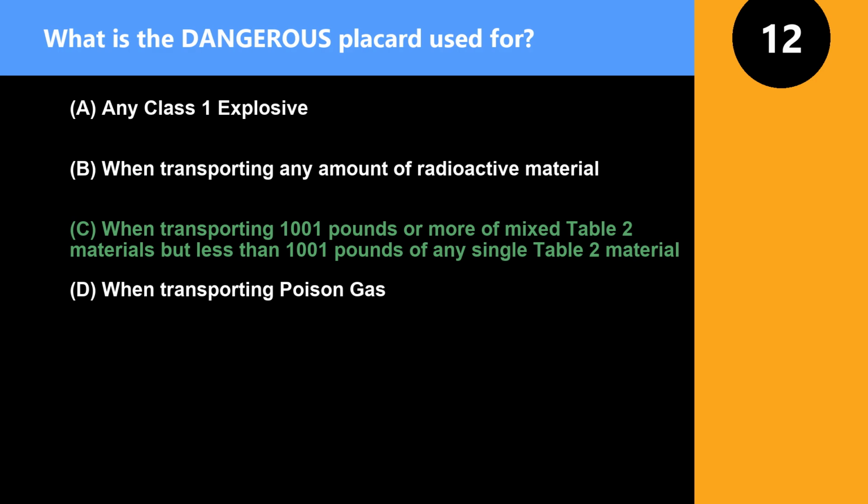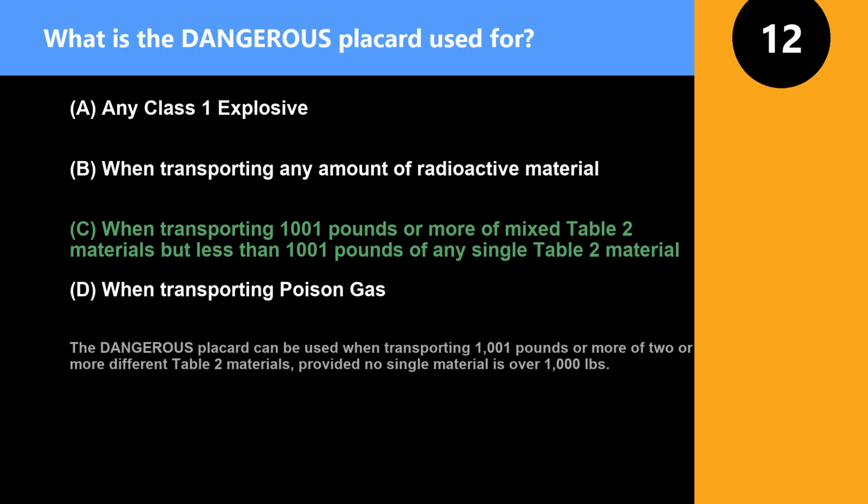When transporting 1,001 pounds or more of mixed Table 2 materials but less than 1,001 pounds of any single Table 2 material. The dangerous placard can be used when transporting 1,001 pounds or more of two or more different Table 2 materials, provided no single material is over 1,000 pounds.